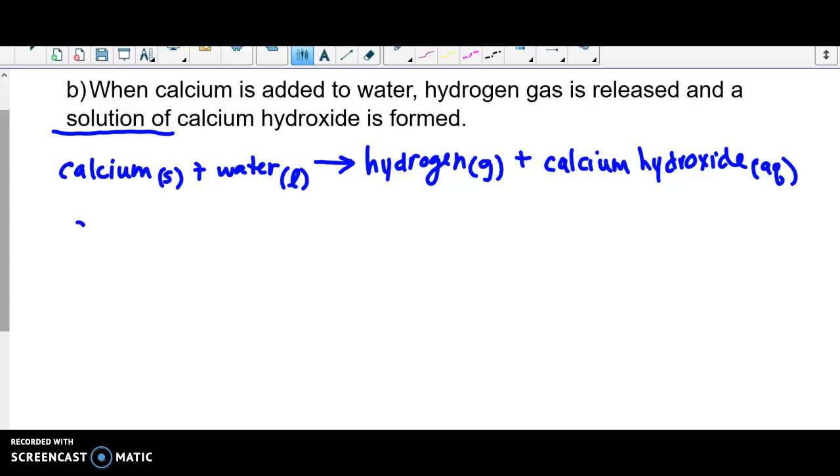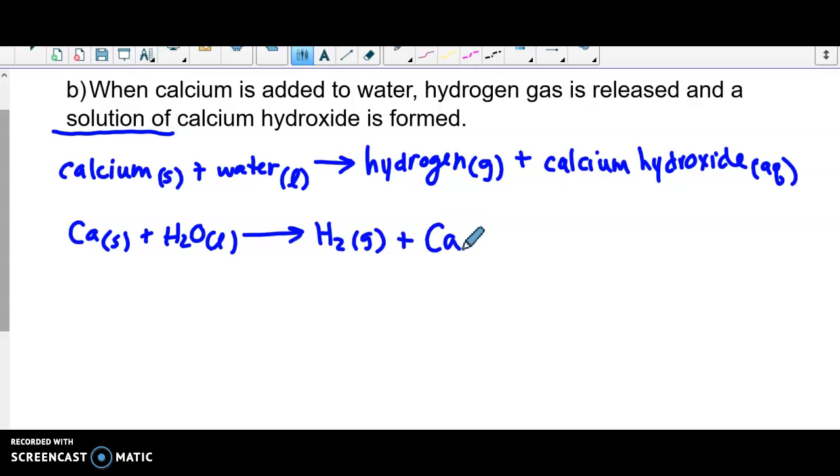Turning this into a skeleton equation, I've got calcium, which is a solid, plus water, H2O, which is a liquid, reacts to form hydrogen gas, which is H2. Why is it H2? Because hydrogen is another diatomic element, and we know that because of Hofbrinkel. And calcium hydroxide. Calcium as an ion has a charge of 2+, meaning it needs to get rid of 2 electrons. Hydroxide is a polyatomic ion with a charge of 1 negative. So that means we will create 2 hydroxides for every 1 calcium, Ca(OH)2. And that's it.